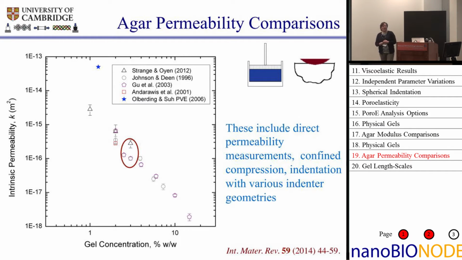So that's interesting. These include direct permeability measurements, which I'll talk more about in a second, confined compression, and indentation with a range of indenter geometries. And the one outlier there, the starred point, is the only case in all of these where the data were treated as poroviscoelastic. In all of the other cases, the data were treated as purely poroelastic.